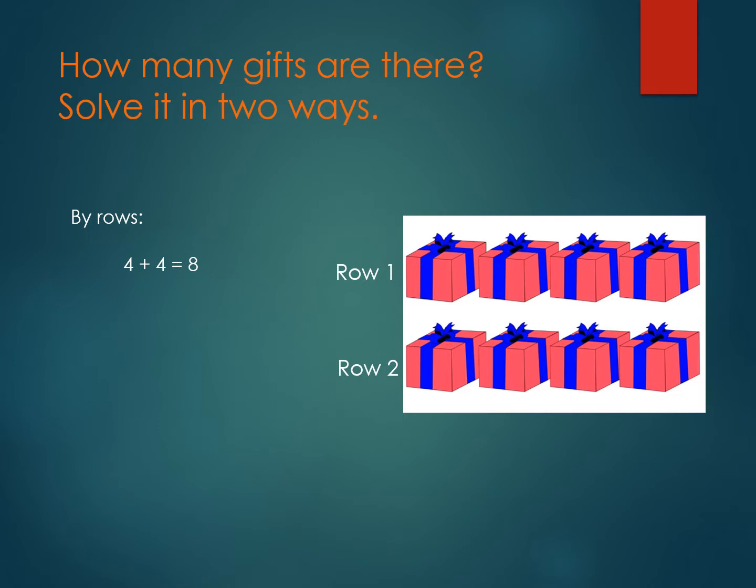Now the second way is by columns, and there are 4 columns. Each column has 2 items or 2 gifts. So we will add 2 4 times. 2 plus 2 plus 2 plus 2 equal 8. And how I know it's 8? By adding 2 plus 2, 4. And the second 2 plus 2 is 4. 4 plus 4 equal 8.